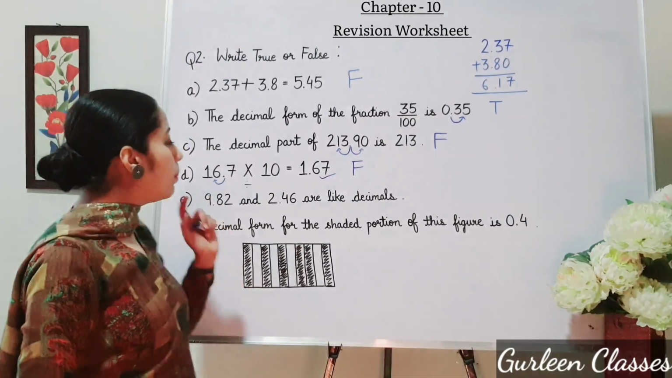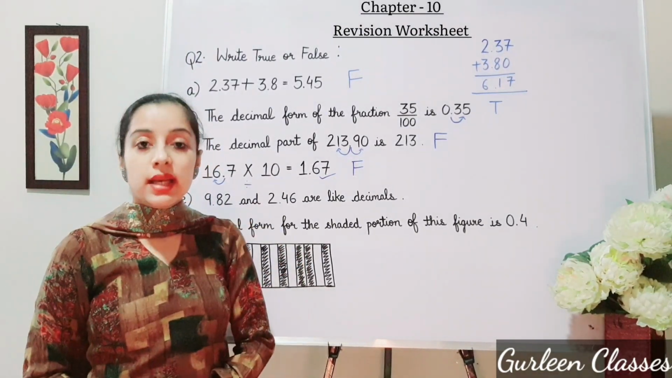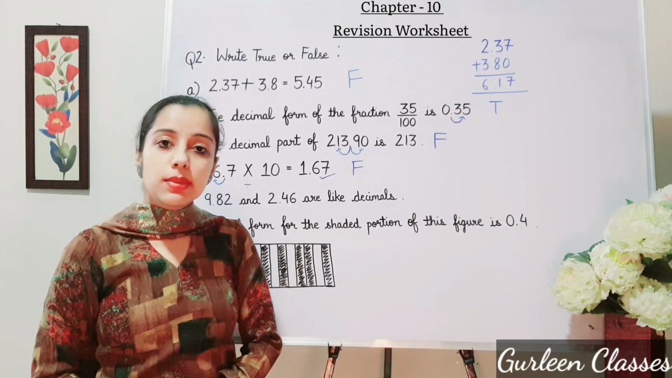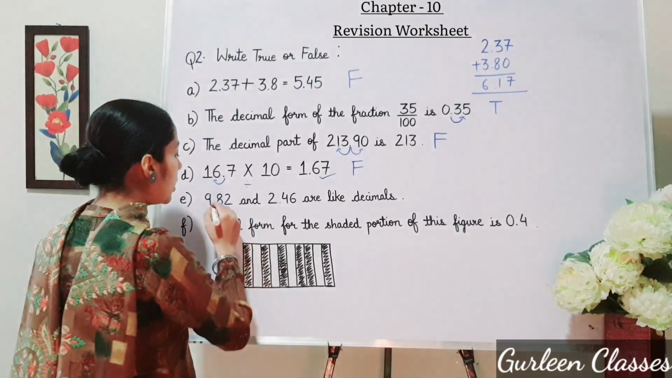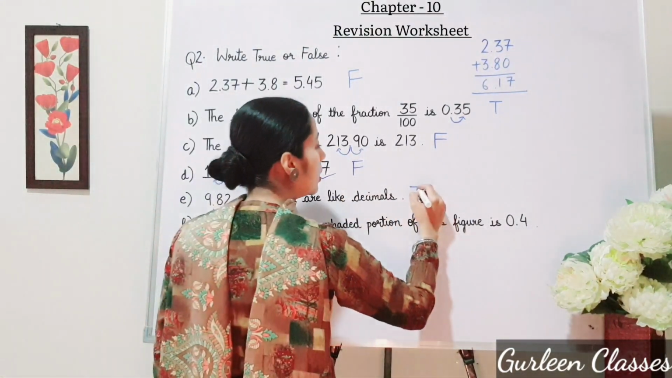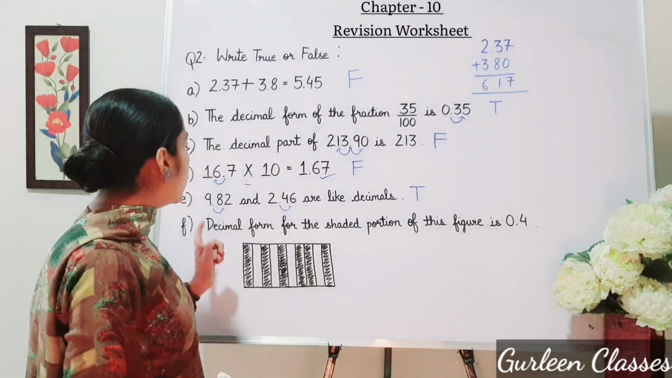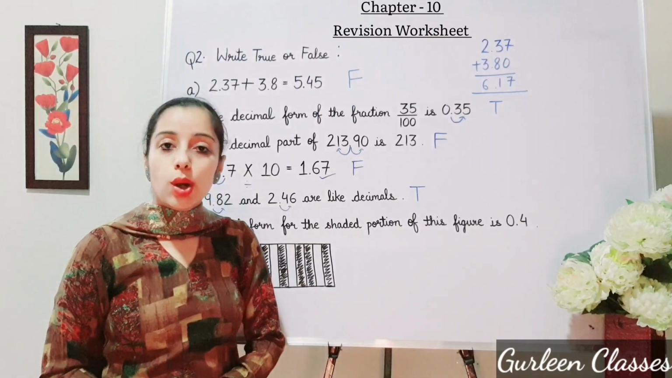Next, 9.82 and 2.46 are like decimals? Yes. What are like decimals? That the number of places are the same after the decimal point. So it is true.